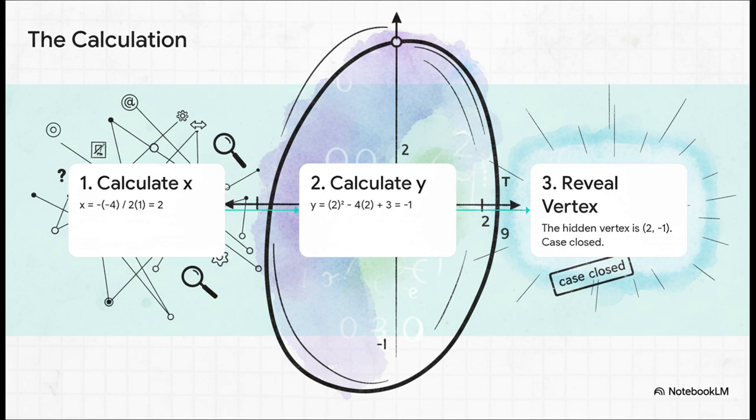And now we just execute the plan. We plug our clues into the formula. So x equals negative b, and our b is negative 4. So that's a negative negative 4, which becomes a positive 4. All of that over 2 times a, which is just 2 times 1. So that simplifies to 4 over 2, which gives us an x-coordinate of 2. Now, we just take that 2 and plug it back into the original equation to find y. And just like that, the vertex is revealed. It's (2, -1), case closed.